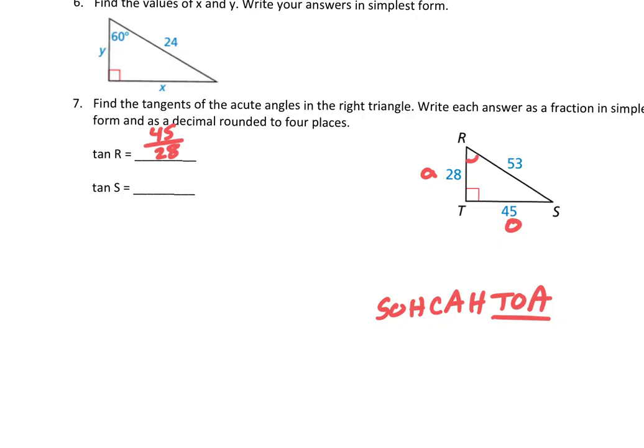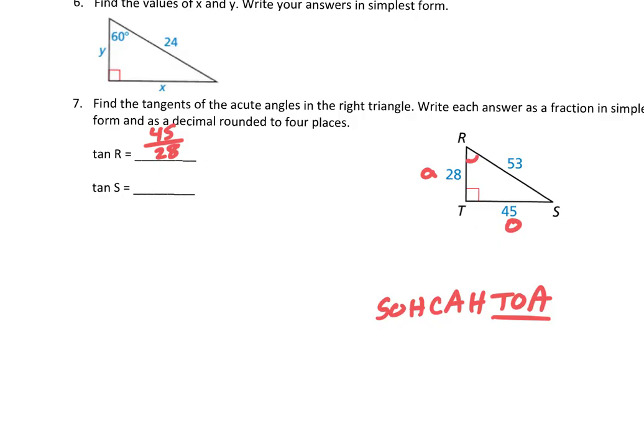So I have 45 over 28. That's my ratio. That's all you got to do. We're not finding the length of a side. We already know the side lengths, okay? We're writing the ratio. The second part, it asks us to do, write each one as a fraction, which we already did. If you can reduce it, we would reduce it. It doesn't reduce. And then put it in the decimal to 4 decimal places.